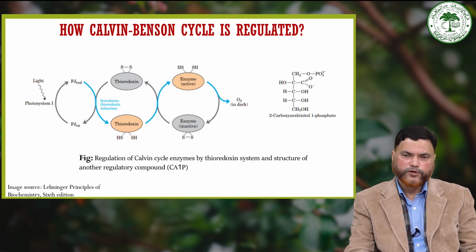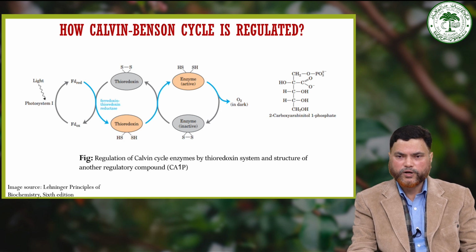The ferredoxin-thioredoxin system involves several key proteins. I could mention a few here: ferredoxin, ferredoxin-thioredoxin reductase, and thioredoxin, a small protein disulfide reductase. Basically, during light exposure, what happens? Photosystem I is activated, and this leads to reduction of ferredoxin.